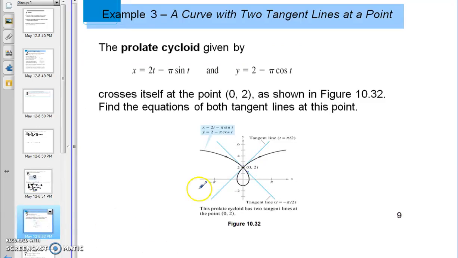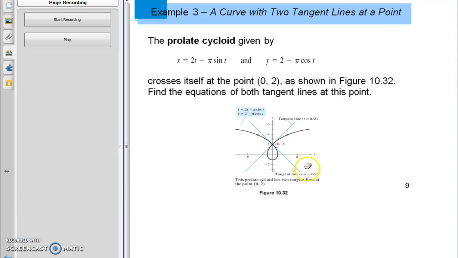Let's move along. Now we're going to take a look at this prolate cycloid in just a sec. Alright, this example is fairly complex. Let's take a peek. We've got a prolate cycloid given by x equals 2t minus pi sine t and y equals 2 minus pi cosine t. It crosses itself at the point 0, 2, and you can see that happening. It goes around, comes back through here, the point 0, 2 on the rectangular piece, as shown in this figure. Find the equations of both tangent lines at this point.